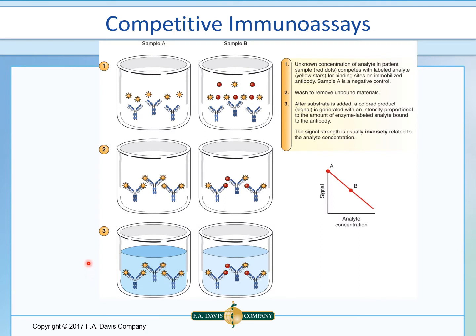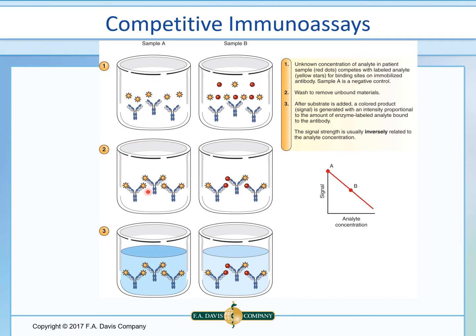This figure depicts an example of a competitive immunoassay. So we have two samples, sample A and sample B on the right. The unknown concentration of an analyte in a patient sample, noted as the red dots in sample B, compete with labeled analyte, the yellow stars. Sample A is the negative control, so you see there's no analyte to bind.